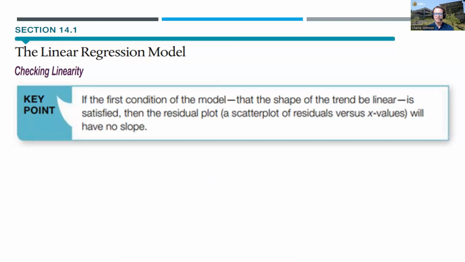Key point, if the first condition of the model, that the shape of the trend be linear, is satisfied, then the residual plot, a scatter plot of residuals versus x values, will have no slope, no association.